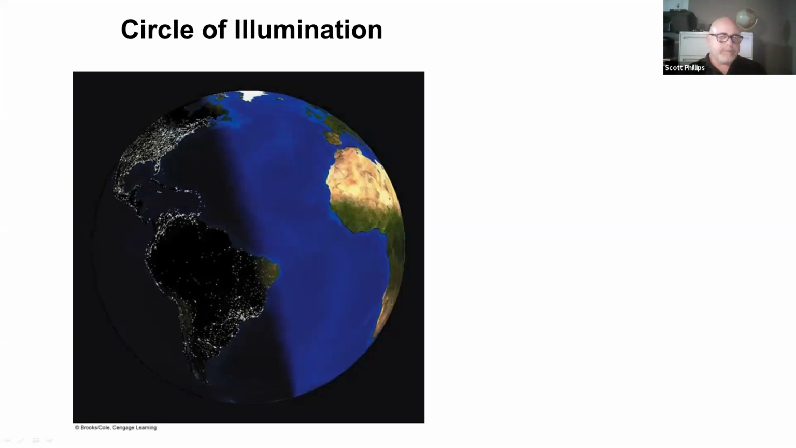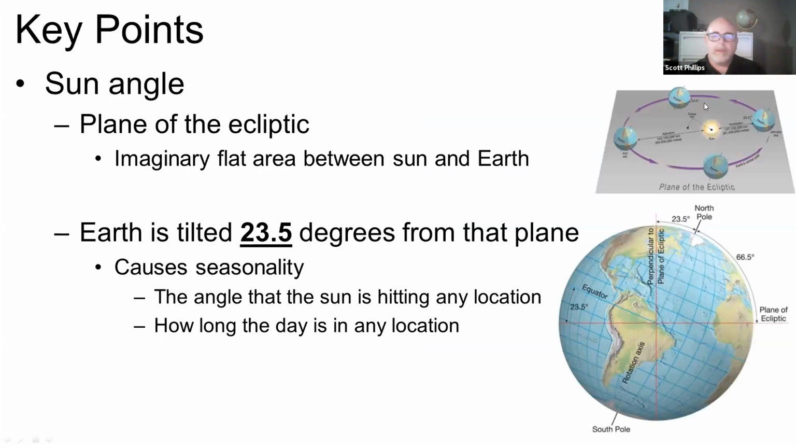Now, one thing I'll highlight is the Earth is going to have a daytime side and the Earth is going to have a nighttime side. And there's an imaginary circle dividing that called the circle of illumination. So the circle of illumination divides the day side from the night side.